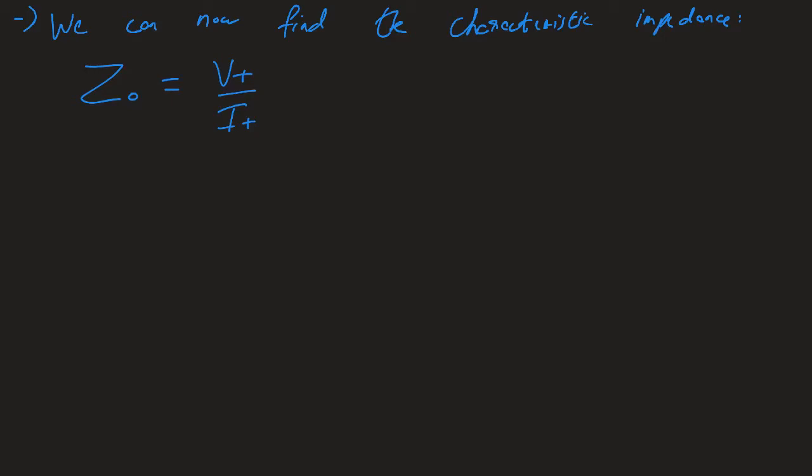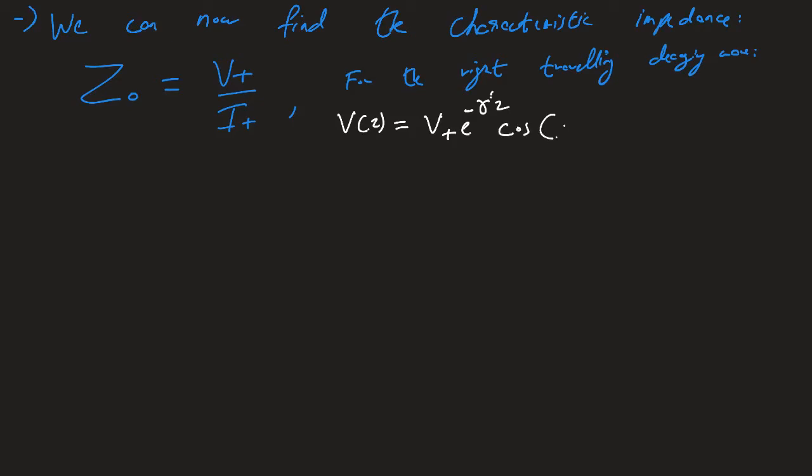So for the right traveling decaying wave, V of z becomes equal to V plus e to the minus gamma prime z times cosine of omega t minus gamma double prime z plus phi plus, right? This is what the voltage is.